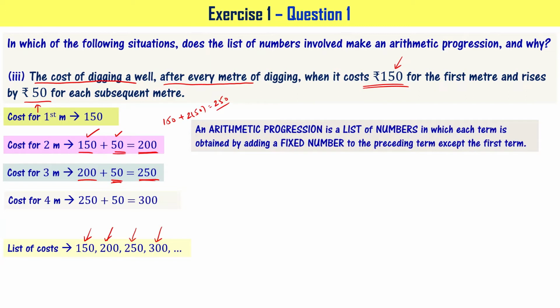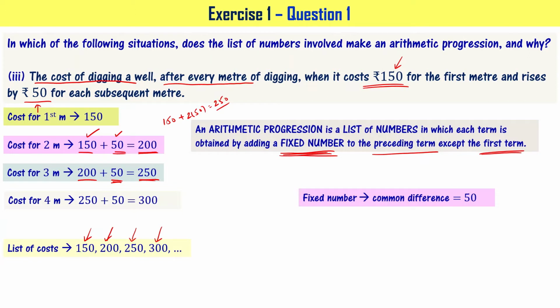And we know that an arithmetic progression requires a fixed number between successive terms, right? You are going to add a fixed number to the preceding term so that you will be obtaining the current term, right? Let's see. That is except for the first term. Let's write the first term, 150, right? Later on, you are adding plus 50, plus 50, plus 50, right? It is going like that. That's why we can say that the fixed number, or the common difference, is 50. Since the fixed number is there, we can say that the list of numbers given here is an arithmetic progression. Got it?